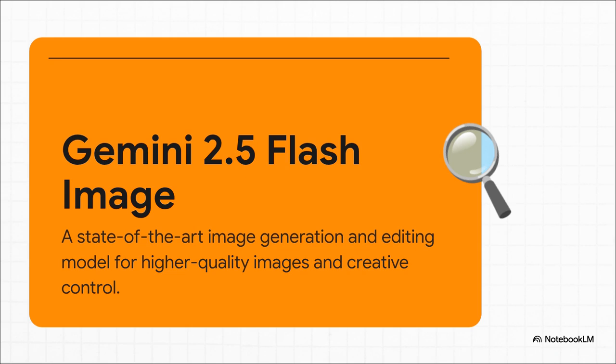So, meet Gemini 2.5 Flash Image. The team behind it actually has this fun internal nickname for it, Nano Banana. It's built for two key things: super high-quality images, and most importantly, giving you powerful creative control. And here's the best part. If you're a developer, you can start playing with it right now in the Gemini API and Google AI Studio.